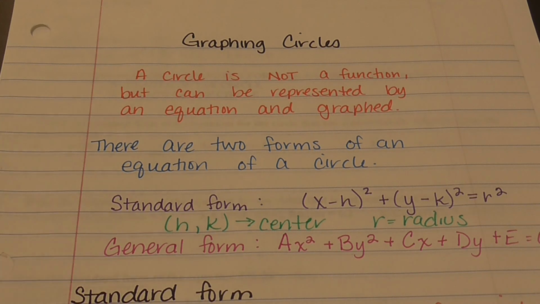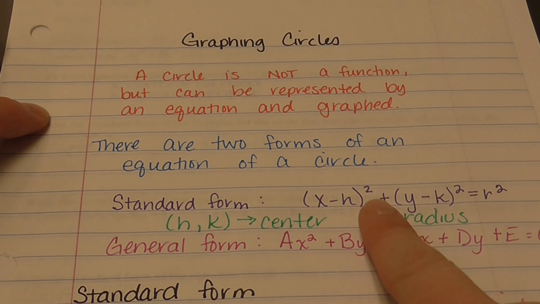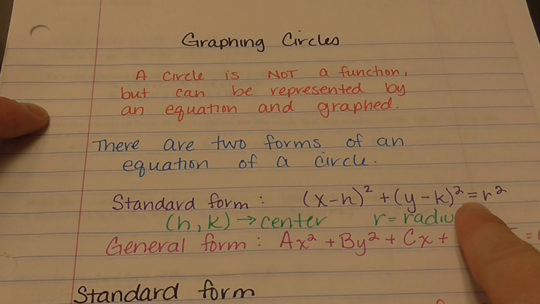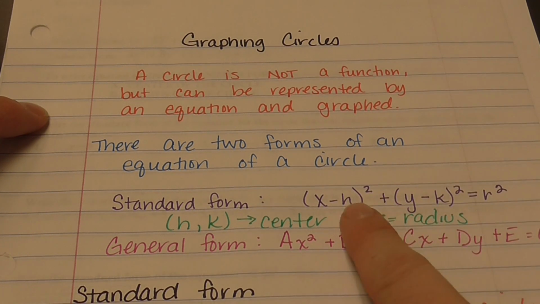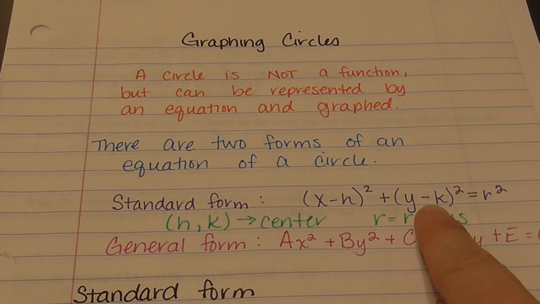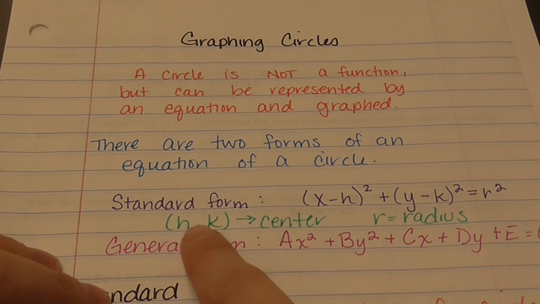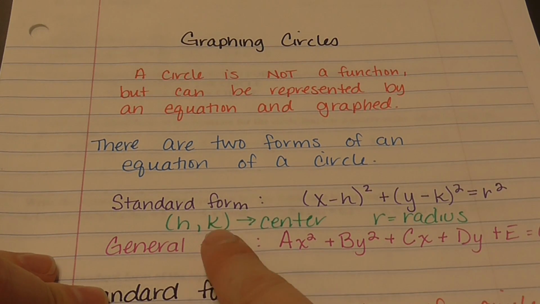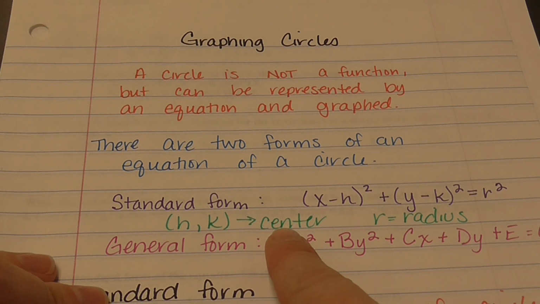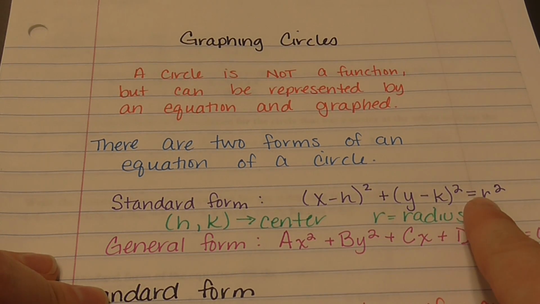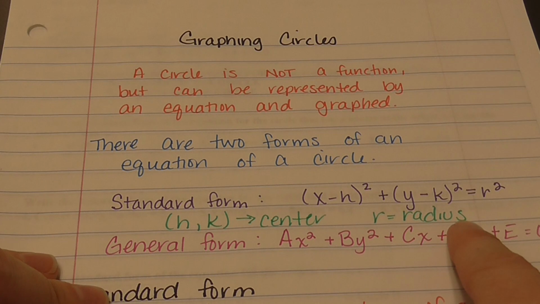You have standard form, which is (x minus h) squared plus (y minus k) squared equals r squared. You're going to find h and k are used often. If you'll remember, it was used in vertex form of a parabola. It was the important part of that parabola, the vertex. In this case, h and k are the important part of a circle, which is the center. R represents your radius, which is your length from your center to the edge. So r is your radius.